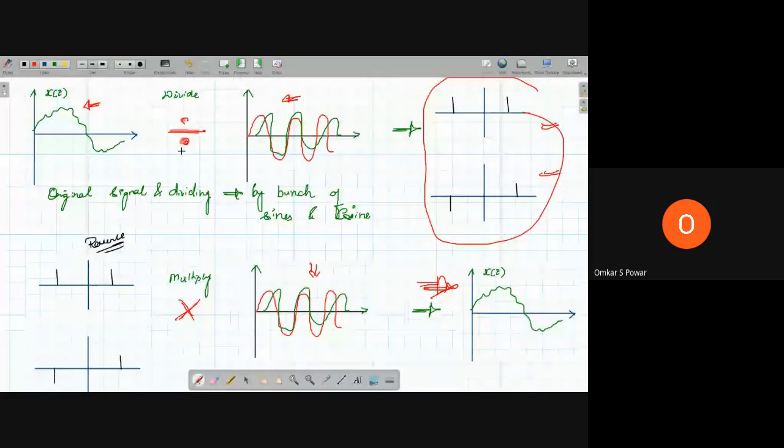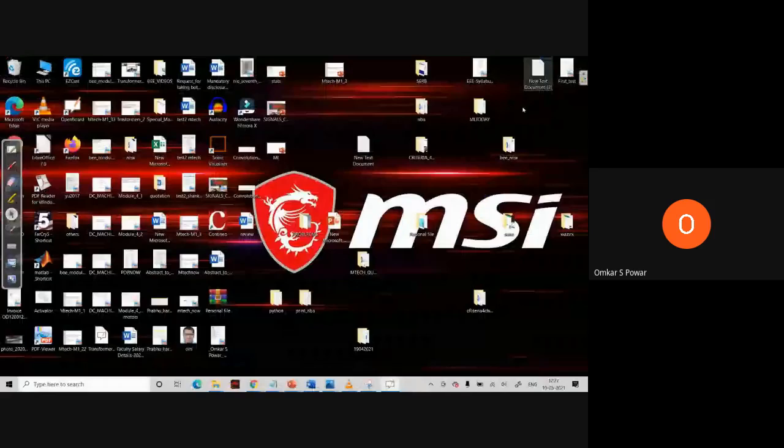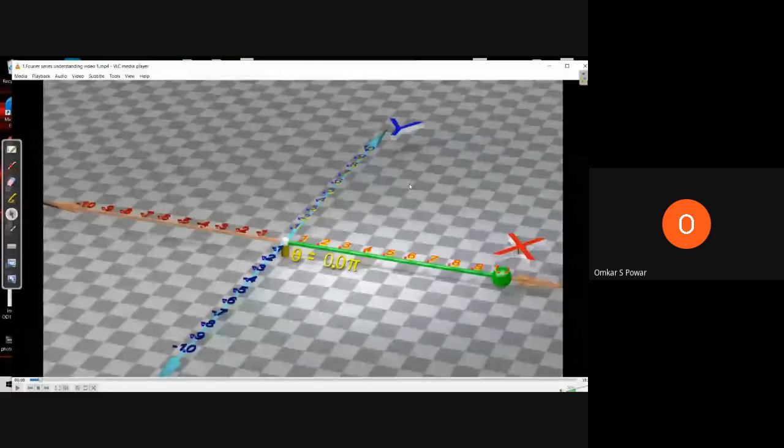Let us see a graphical explanation which provides us good information about this Fourier series. Okay, let me play that for you. Give me a minute. Okay.